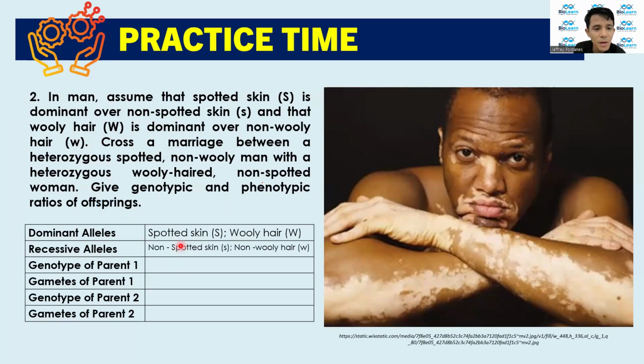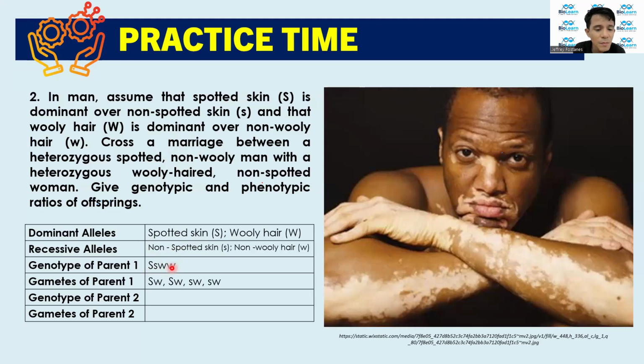So it's a genotype of parent 1. Let's say, cross a marriage between a heterozygous spotted non-woolly man. Heterozygous spotted non-woolly. So what's the gametes? You do the FOIL method. So these are the gametes.